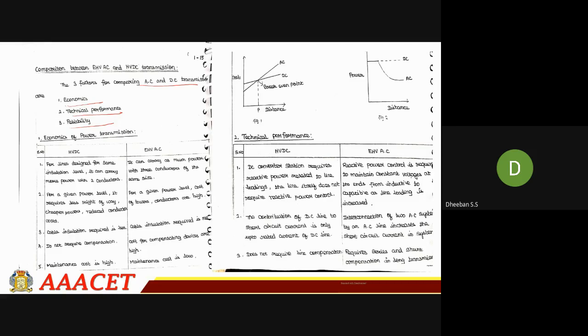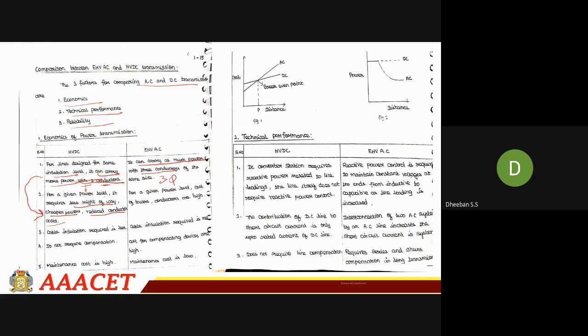For lines designed for the same insulation level, HVDC can carry more power with two conductors. But EHVAC can carry as much power with three conductors, because there we'll be talking about three phase, whereas here we'll be talking about positive polarity and negative polarity. So one of the conductors is reduced. Based upon that, for a given power level, it may require less right of way, cheaper towers, and reduced conductor cost. So the cost of the conductor decreases.